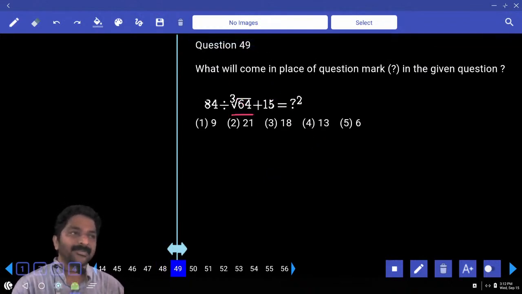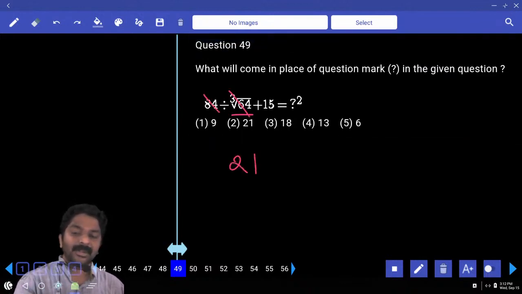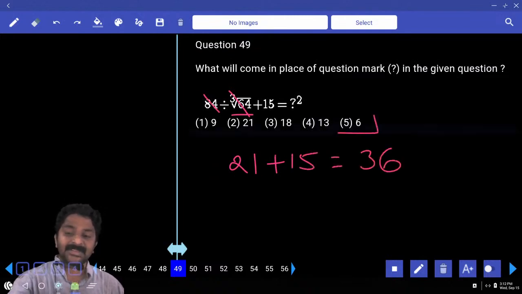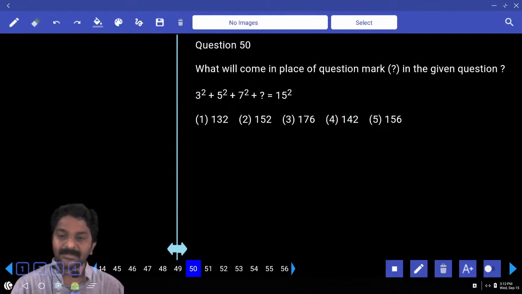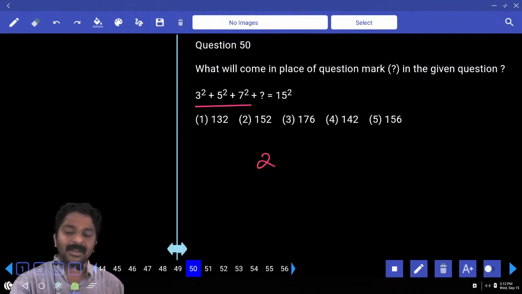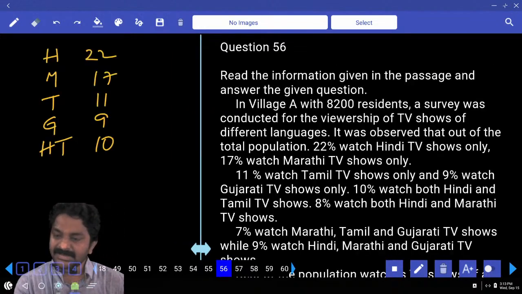Cube root of 64, 4. How many times is 84? 21 plus 15 is equal to which number square? 36 is which number square? 6 square. So last digit verification cannot be done because 3 options ending with 2, 2 options ending with 6. Now these numbers go to right hand side, it becomes minus 15 square. Already we have 225, minus 3 square 9, 5 square 25, 7 square 49. All are next.